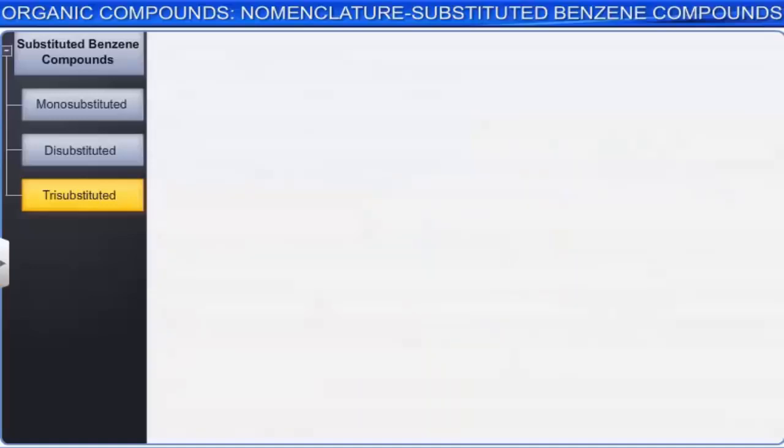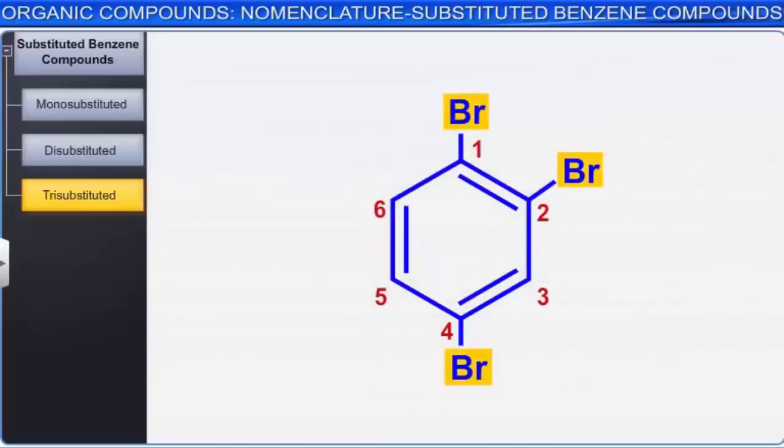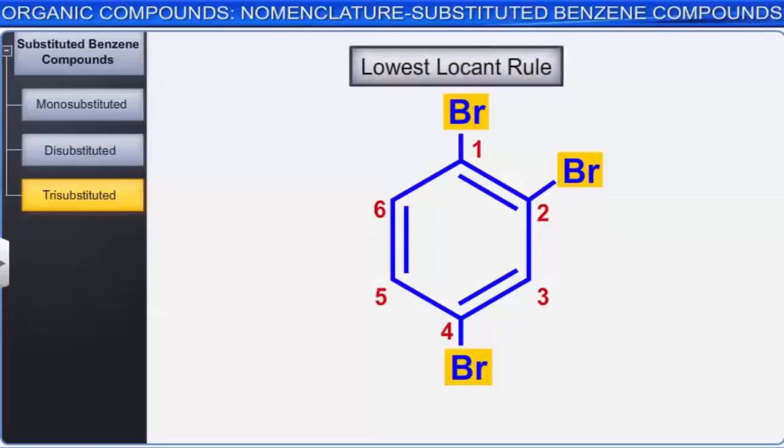This compound has 3 bromine groups attached to the benzene ring. If more than 2 substituents are present, then the positions of the groups are indicated by numbering the carbon atoms according to the lowest locant rule. This means the sequence in which the numbering is done should have the lowest combination of numbers.